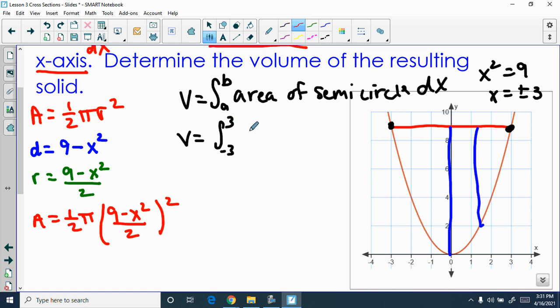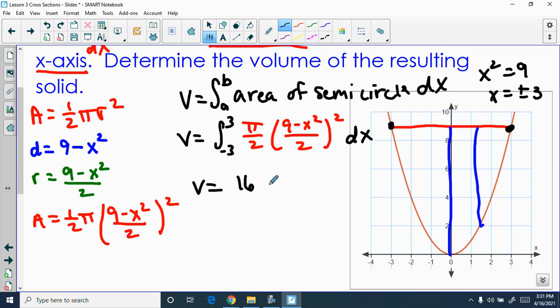I'm going to write this as pi over 2, and then (9 minus x squared over 2) squared dx, which is not pretty. So again, I'm going to say type that into your calculator, but don't type pi in. I'm going to put my answer in terms of pi. And I'm going to get 162 pi over 5.